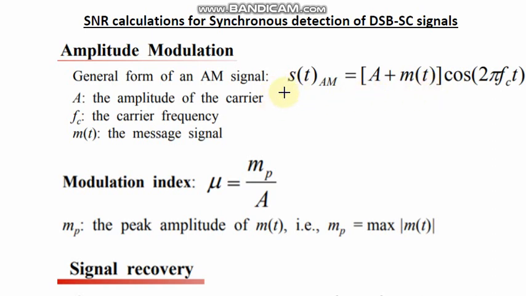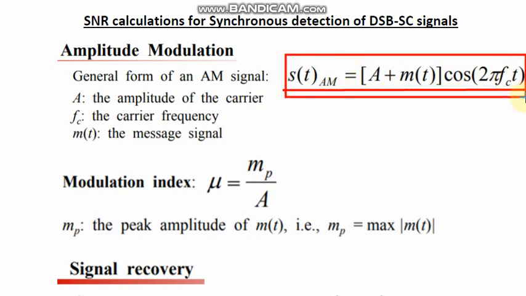So the modulated signal we will get, the amplitude modulated signal s(t), is equal to [A + m(t)] cos 2πfct. A is the amplitude of the carrier, m(t) is the message signal, and fc is the carrier frequency. So the carrier amplitude A is added with the message signal, and that's why this complete expression is the formula of an amplitude modulated wave.